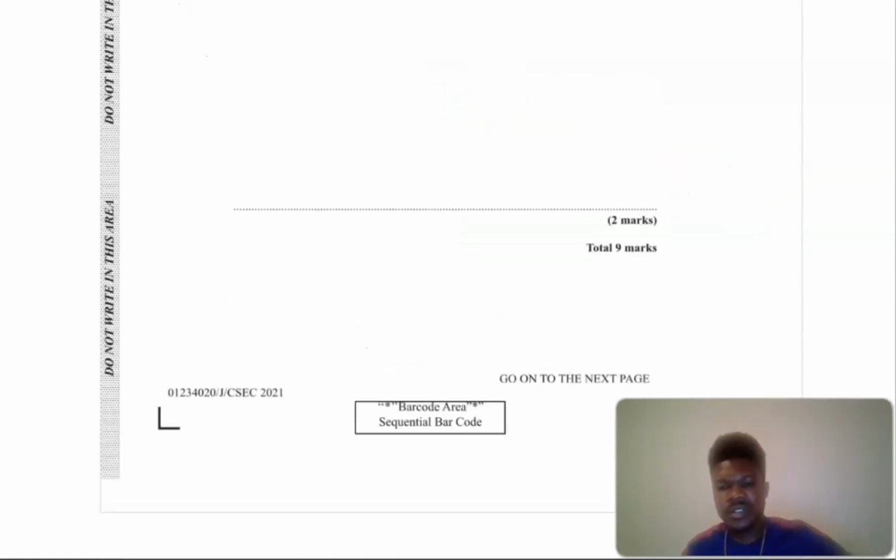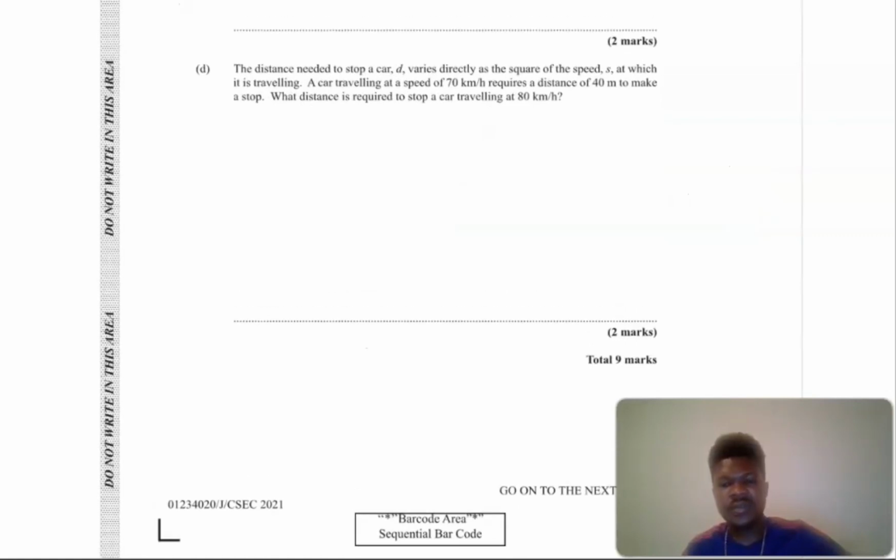And our final question for today says, the distance needed to stop a car, d, varies directly as the square of the speed s at which it is traveling. A car traveling at a speed of 70 kilometers per hour requires a distance of 40 meters to make a stop. What distance is required to stop a car traveling at 80 kilometers per hour? We can use the ratio method to solve it. I'm going to actually do both. So we can use the ratio method.